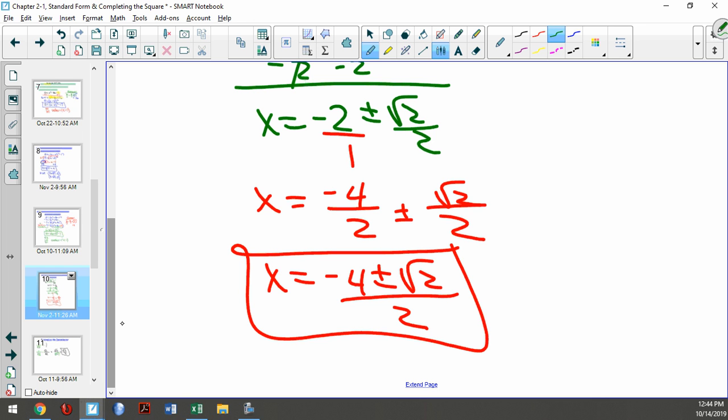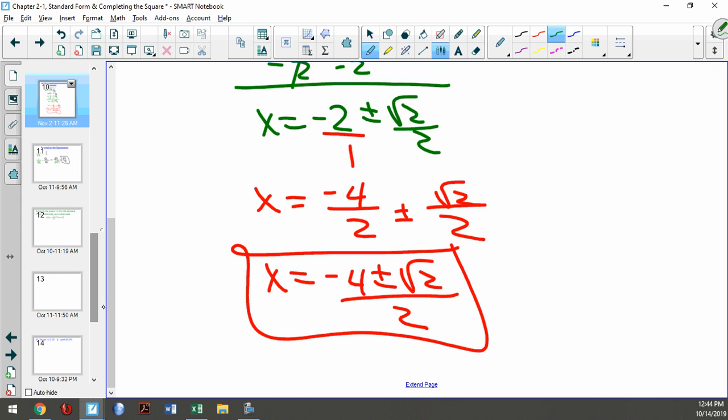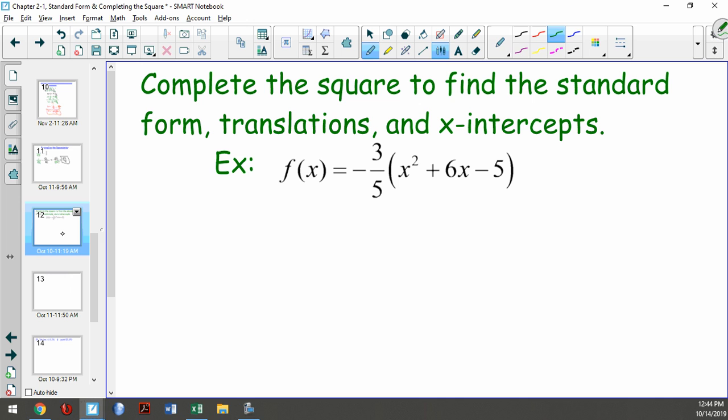What formula gave you that type of an answer before? Quadratic formula. Quadratic formula gave you those types of answers. Do we understand that? Yes? Okay. Oh, this looks familiar. I don't know. This might come back for you. It might not. Who knows?